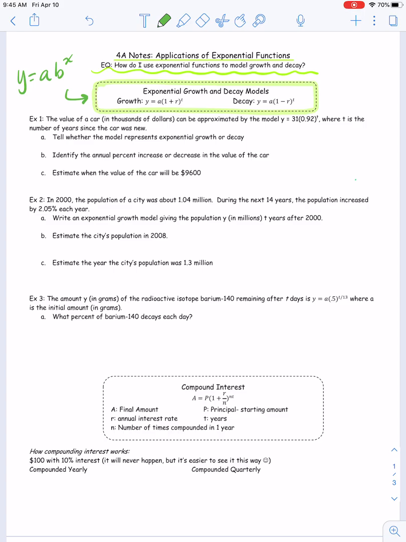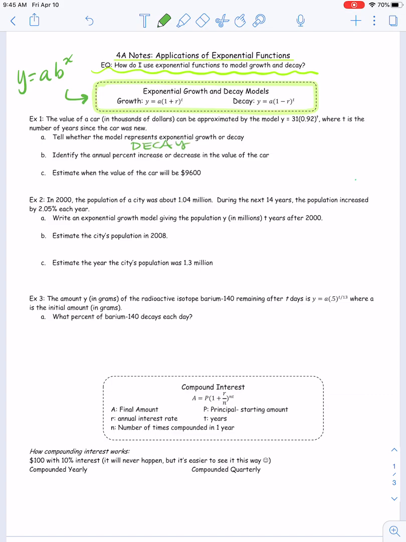Our first example says, the value of a car in thousands of dollars can be approximated by the model y equals 31 times 0.92 raised to the t power, where t is the number of years since the car was new. The first thing we want to decide is, is this showing growth or decay? Well, my base is 0.92. That's a number less than 1 but bigger than 0, so this is showing decay.